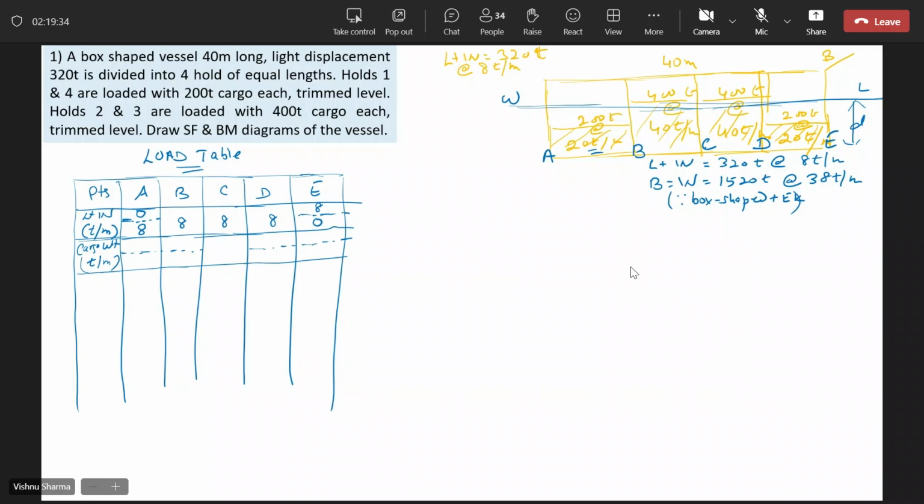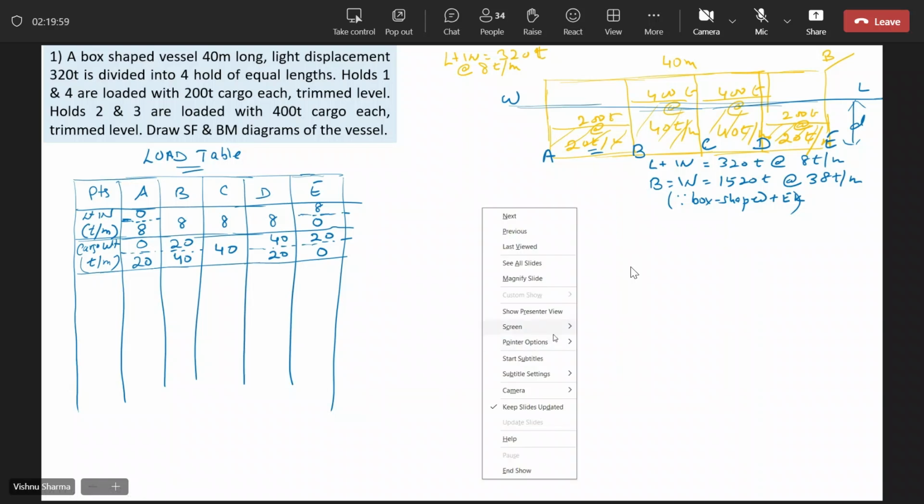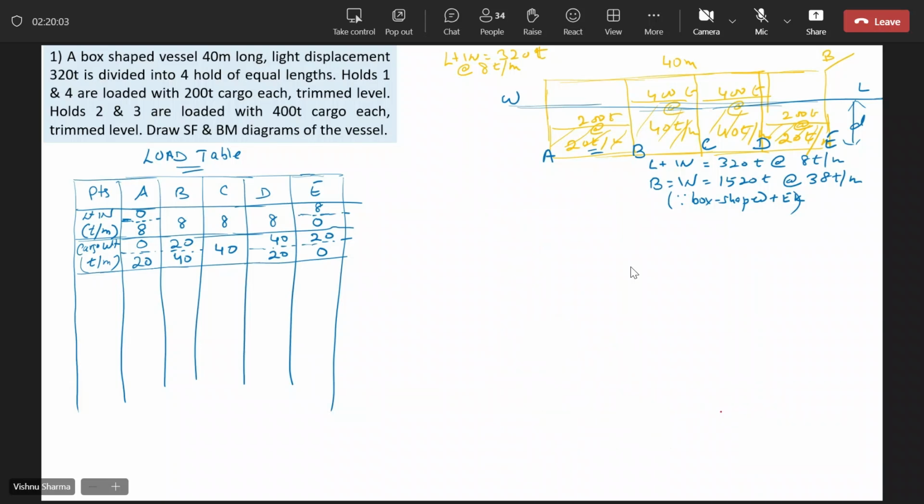And the cargo weight per unit length to the left of A is 0. To the right of A is 20. To the left of B is 20. To the right of B is 40. Both sides of C is 40. Here it is 40. It is 20. It is 20. It is 0. Please have a good look at it and tell me if you have any doubt. Class, tell me. Okay, sir.